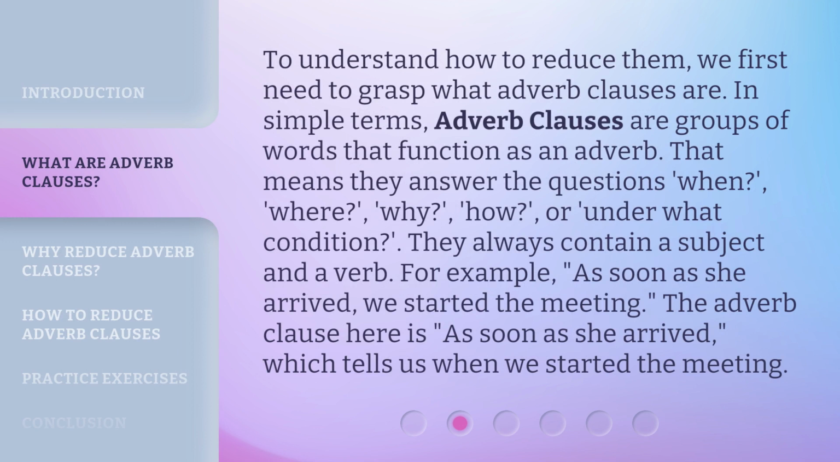To understand how to reduce them, we first need to grasp what adverb clauses are. In simple terms, adverb clauses are groups of words that function as an adverb. That means they answer the questions when, where, why, how, or under what condition. They always contain a subject and a verb. For example, "As soon as she arrived, we started the meeting." The adverb clause here is "as soon as she arrived," which tells us when we started the meeting.